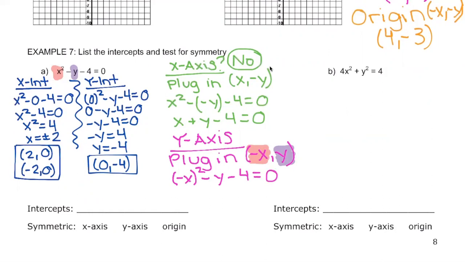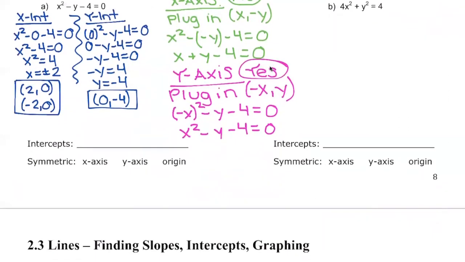Negative x squared is going to be a positive x squared, because two negatives make a positive, minus y minus 4 equals 0. So I'm looking to see, is this the same thing as the original? So is this equation the same as this equation? And the answer is yes, they are the same. So this does have y-axis symmetry. So this is a yes for the y-axis.